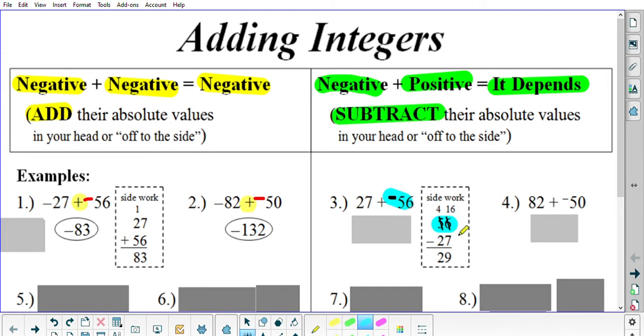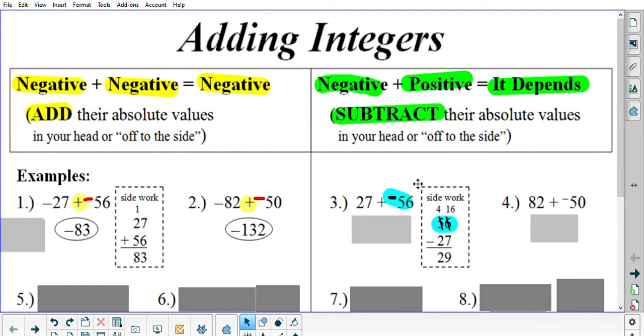We have to borrow here, don't we? Because 6 is smaller than 7, so I take 1 away from the 5, it becomes 4. The 6 becomes 16. We subtract. This is how we get 29. Will the final answer be positive or will it be negative? Up here I told you it depends. What does it depend on? It depends on which number would win, so to speak, like in a fight or something.